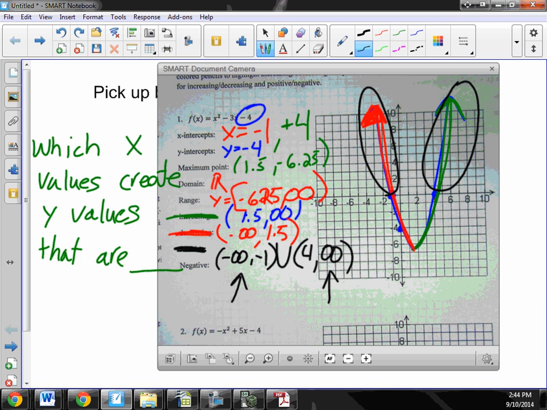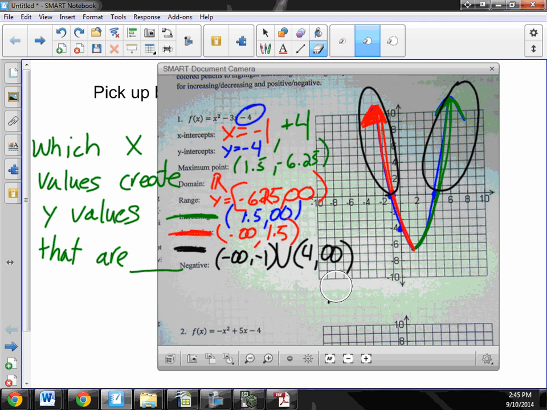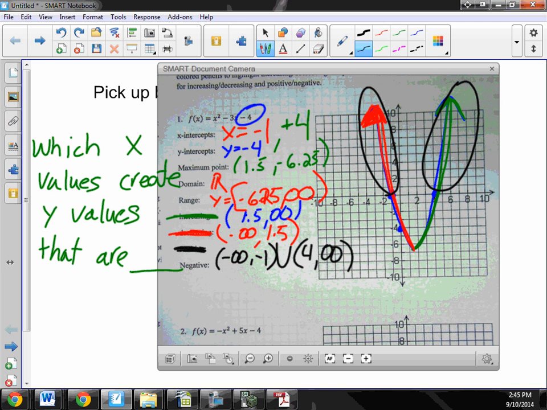Well, this is not why union and intersection were created. We're just using it. All right. What about negative? Where is the graph negative? From negative 1 to 4, and we don't include either.